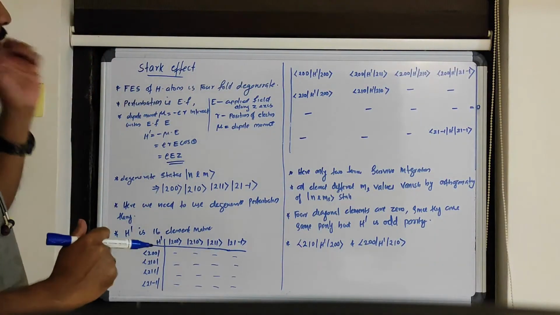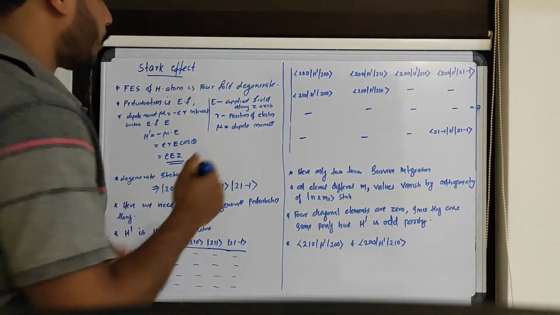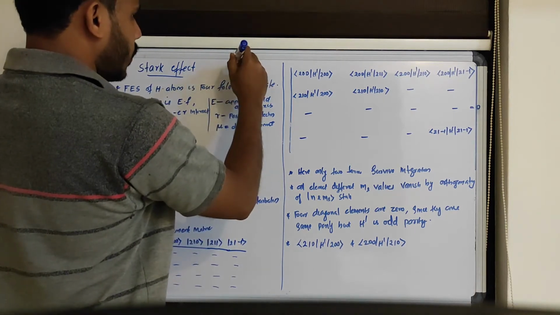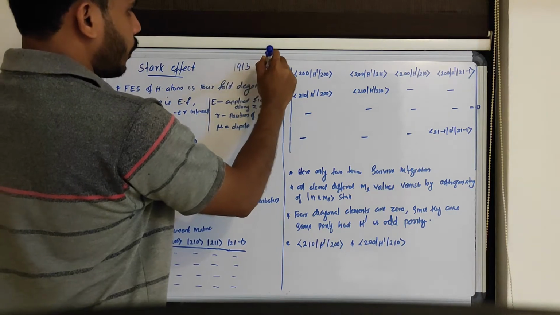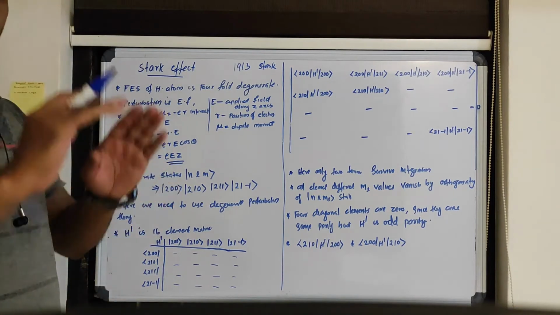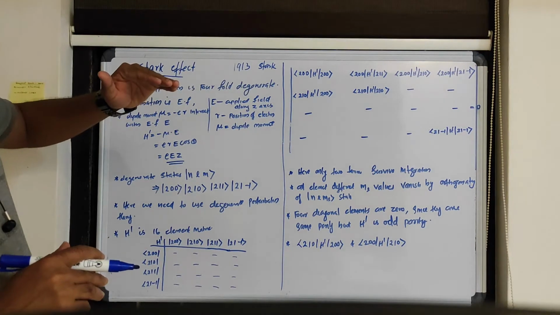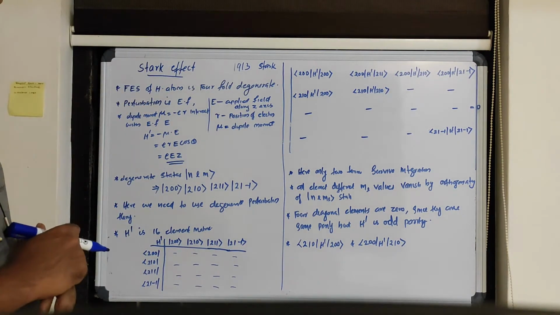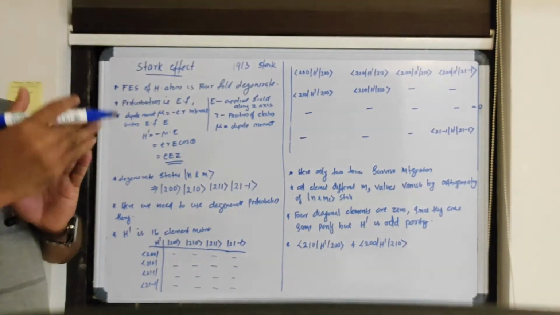Dear students, in this lecture, I'm trying to explain the Stark effect on the first excited state of the hydrogen atom. In 1913, Stark found a phenomenon that when an atom is placed in a uniform electric field, the energy levels of the atom are shifted by some amount. Due to this shifting of the energy levels, there is a splitting of a spectral line.